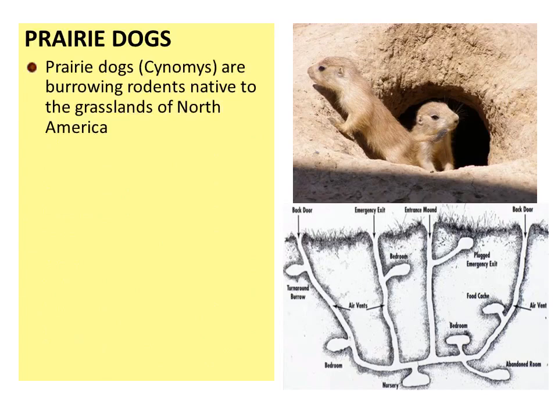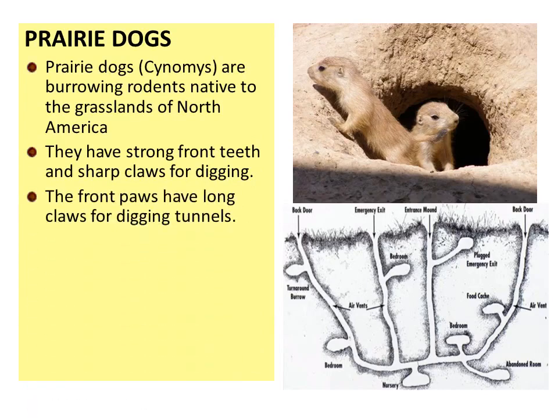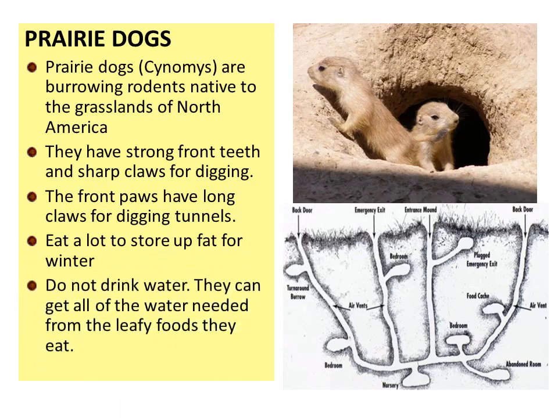Next are prairie dogs. They are burrowing rodents native to the grasslands of North America. They have strong front teeth and sharp claws for digging. The front paws have long claws for digging tunnels. They eat a lot and store food for the winter. They don't drink water and get all the water needed from the leafy food which they eat. Now look at the network of tunnels dug by the prairie dogs. They have different chambers, some for rearing the young ones, some for storing, some for littering, and some for escape in case a predator comes.